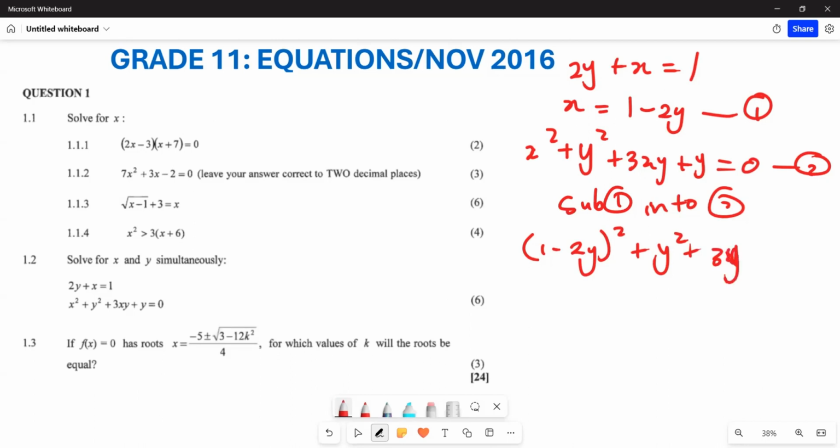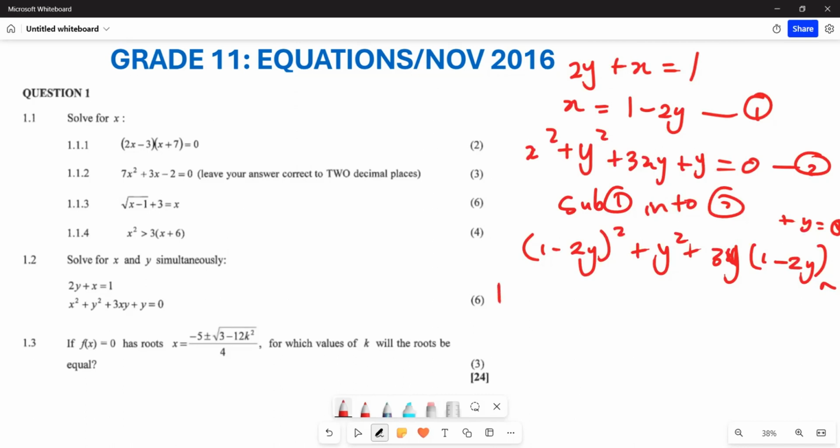This is same as your 3y into what? This is 3y into your 1 subtract 2y plus y, sorry, this must be plus y is equals to 0. Okay. Now, basically, that must be that. Now, when you are writing this, how are you going to solve this?